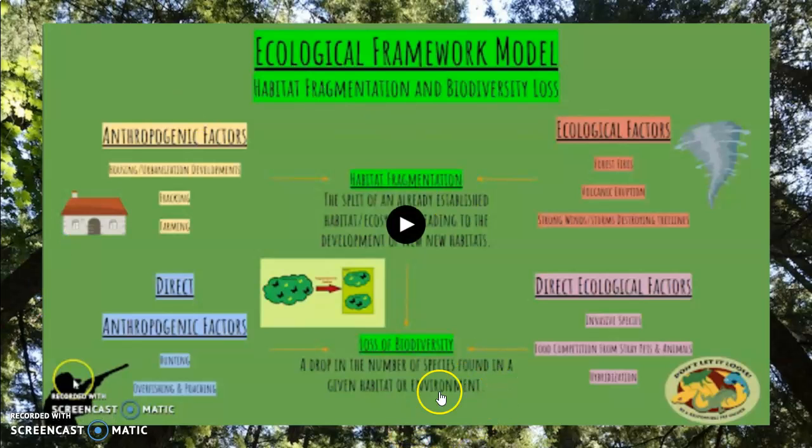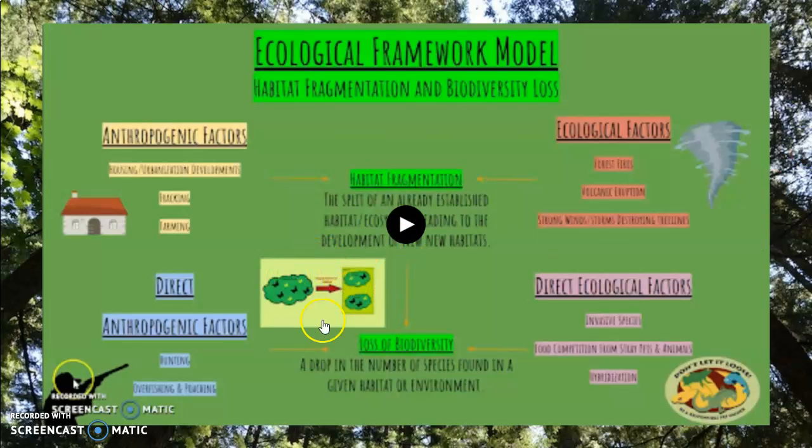Looking at some ecological factors that lead to fragmentation would include forest fires, volcanic eruptions, strong winds or storms that destroy tree lines. That would fragment a habitat, which would lead to a loss of biodiversity. And then directly, invasive species are a big problem. Food competition from stray animals and animals that aren't supposed to be in the area. And then hybridization is a big problem that leads to a loss of genetic variability, bringing down the biodiversity rates in an area.